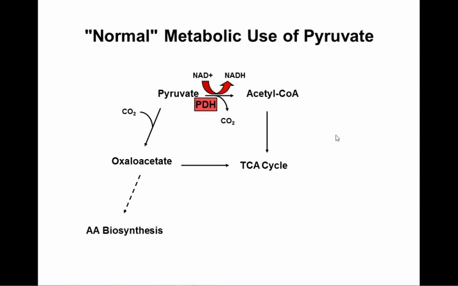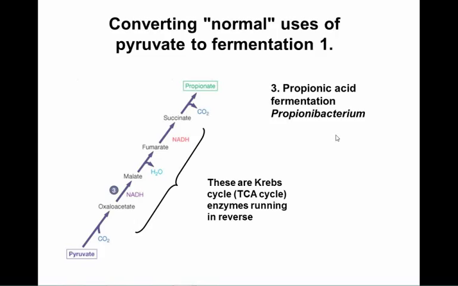Now, imagine you're stuck. You use up all the oxygen, you're down at the bottom of the lake or something, or there's no more oxygen in the test tube where you're growing, but you still have all of these enzymes around. So in order to convert this respiratory metabolism into fermentation, you can use some of these Krebs cycle enzymes the other way around. You run them in reverse.